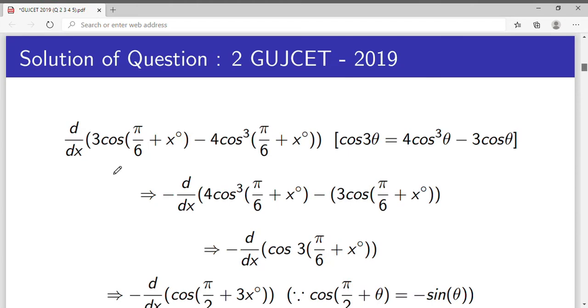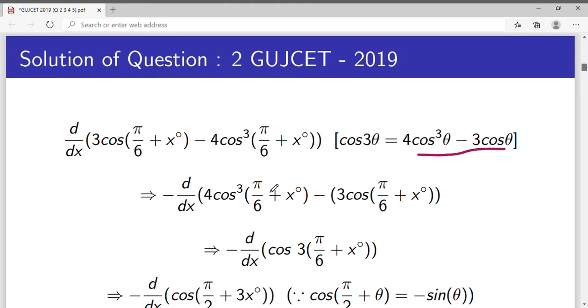Here we have to find the value of this mathematical expression. In 11th standard, you already learned the formula of cos 3θ. Cos 3θ is equal to 4 cos³θ − 3 cos θ. Here the first term is given as 4 cos³θ positive, so we take a minus sign outside: minus d/dx of (4 cos³(π/6 + x) − 3 cos(π/6 + x)). Now compare this with the formula of cos 3θ.